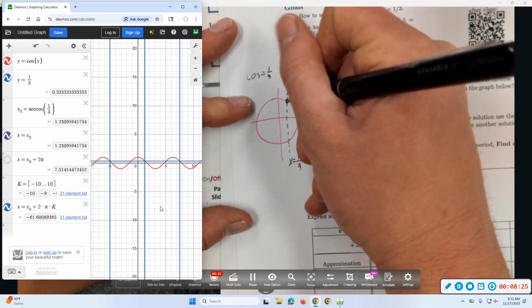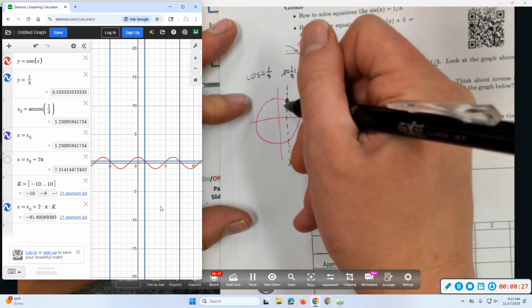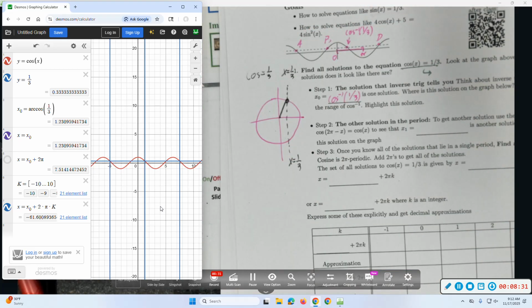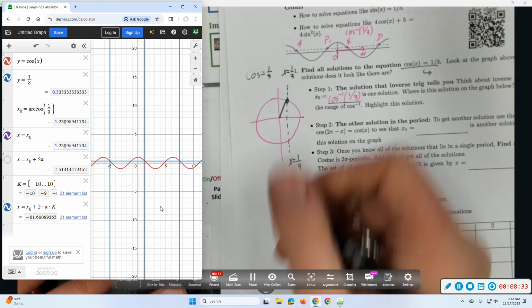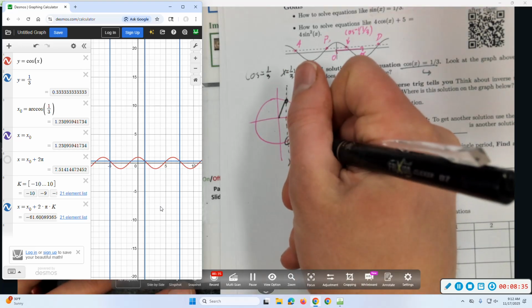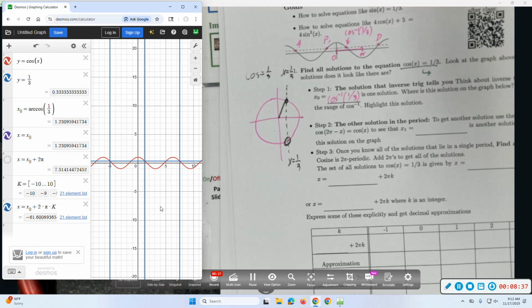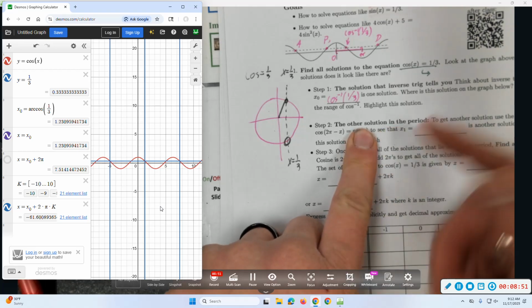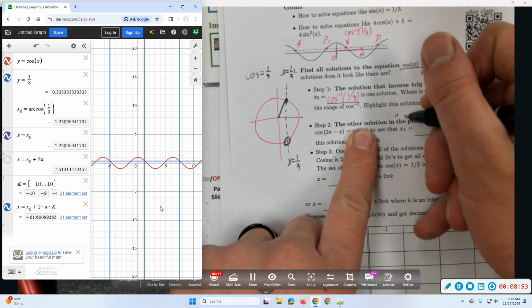So far we've found this angle, because that's the one that's in between 0 and pi. I need to get this other angle. How could you describe that angle out of the angle we started with? Negative would do. Nice. That's the other solution in the period.